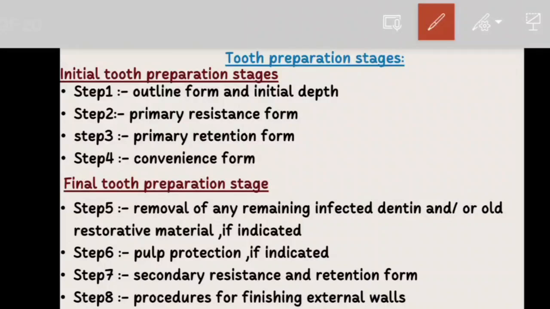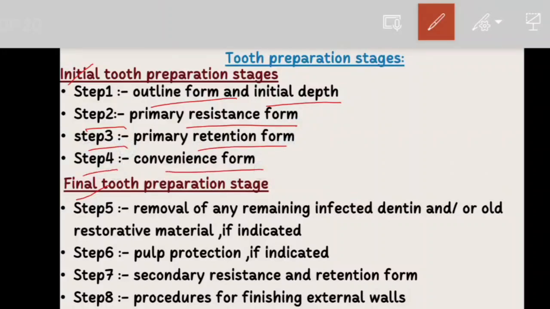So now the tooth preparation stages. Tooth preparation is divided into two stages: initial tooth preparation and final tooth preparation. In initial tooth preparation, step 1 is outline form and initial depth. Step 2 is primary resistance form. Step 3 is primary retention form, and step 4 is convenience form.